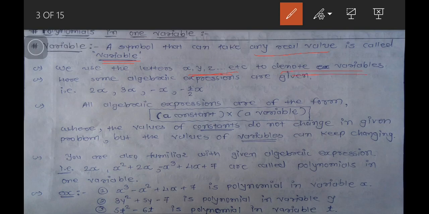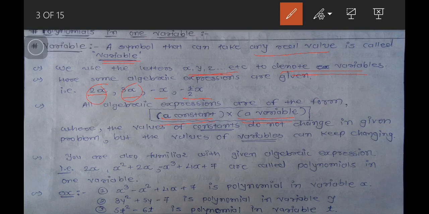Now here some algebraic expressions are given as below, that is 2x, 3x, minus x, minus half x. These all are algebraic expressions that you have studied. Now you can see that the given algebraic expressions are all of the same form, a constant multiplied by a variable.